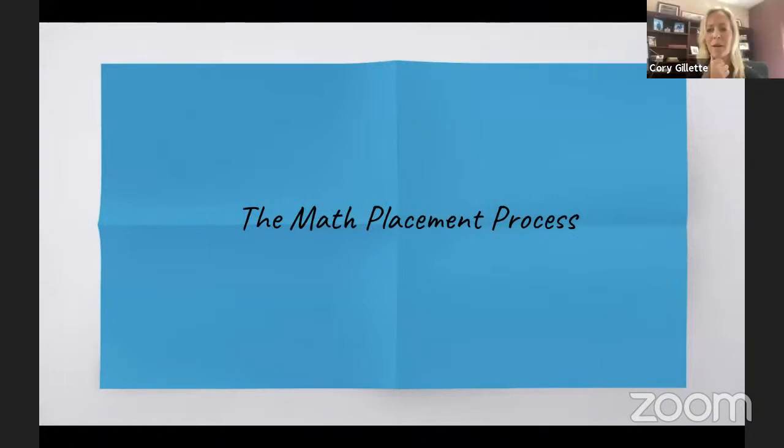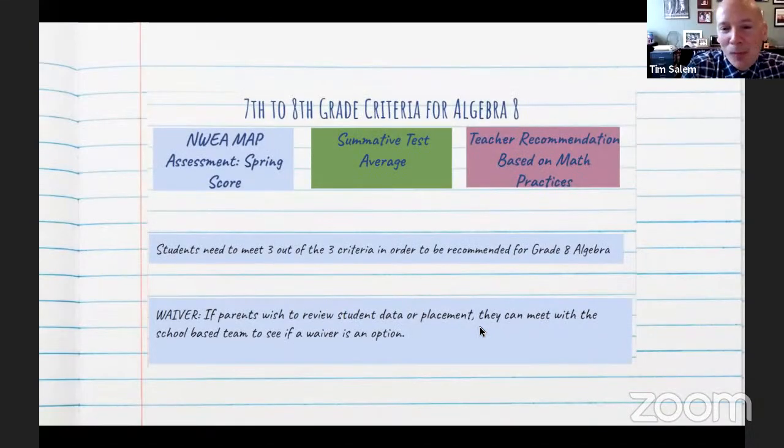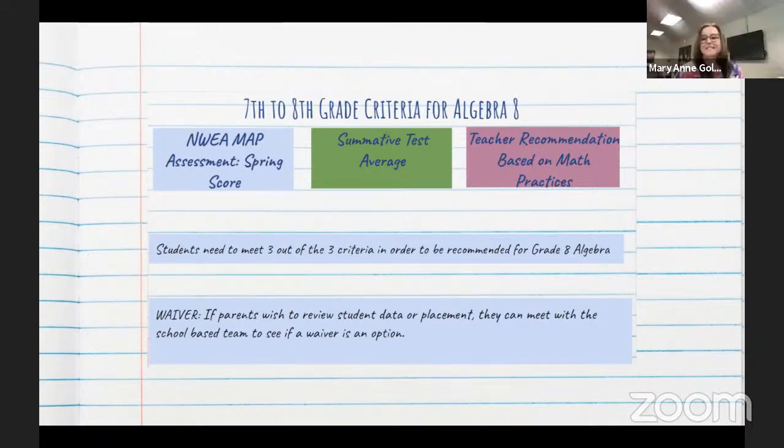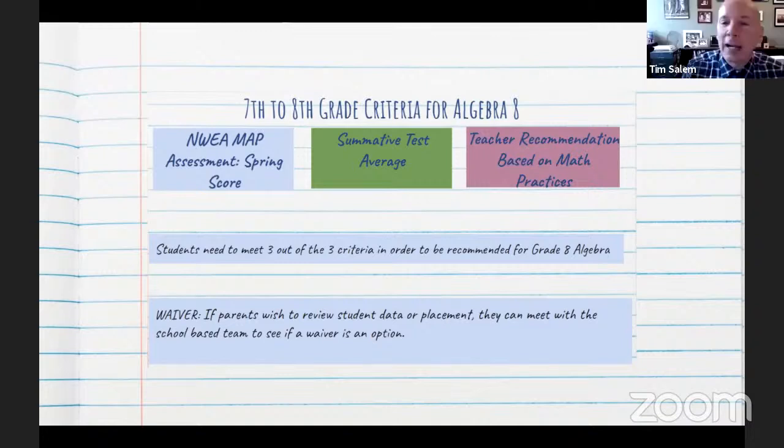So now we're going to talk about the math placement process into 8th grade. And just not to be repetitive, but to show that there's consistency, it's the same 3 criteria as previously described. So it's the MAP score from the spring, it's the unit or summative test average across the grade level, and then again, it's the same ideology as far as the math practices in the classroom.